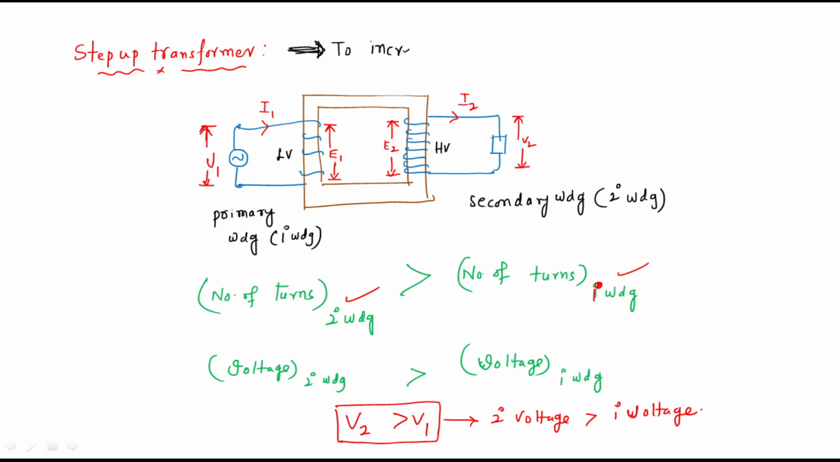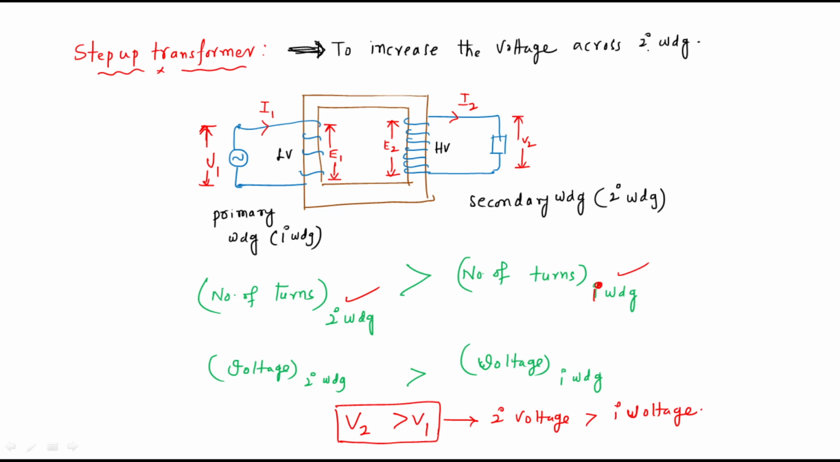To increase the voltage across secondary winding. How can we increase the voltage across secondary winding? By increasing the number of turns.